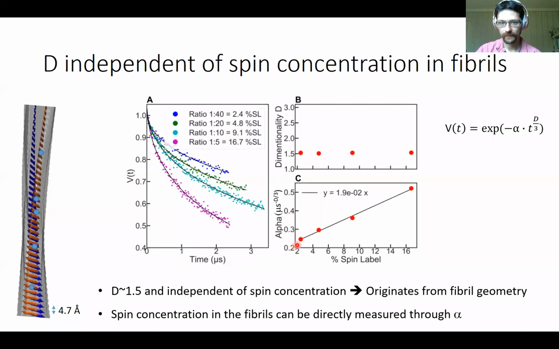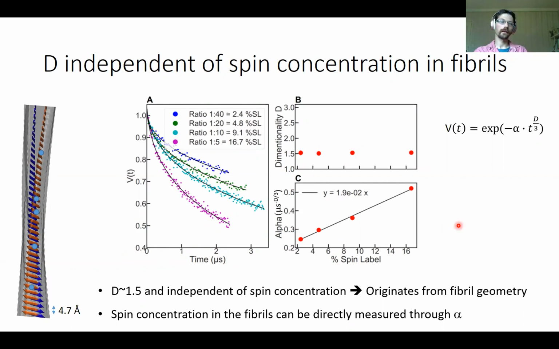The second thing to notice is that alpha actually is pretty well proportional to your percentage of spin label. So what this means is effectively alpha can measure the spin density of your spins inside the fibers. And this dimensionality most likely originates from the geometry of your fibrils, this number here, and I will come back to that a bit later.